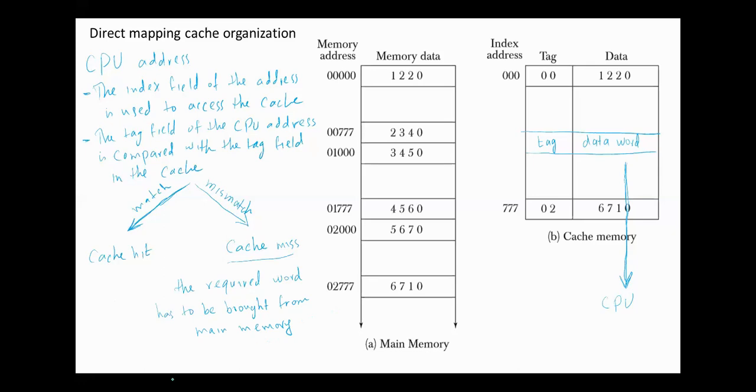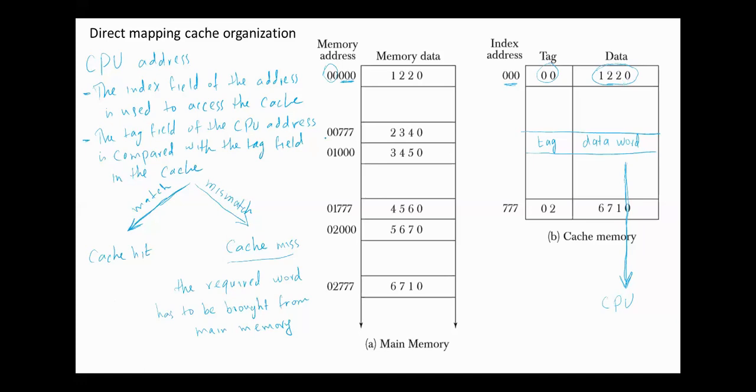Suppose, for example, that the memory address is 5 zeros in octal. This part is the index and is used to access the cache. The tag in the cache is 00 and in the CPU address is 00. So the contents of cache location 1220 is transferred to the output, and in this case, we have a cache hit.